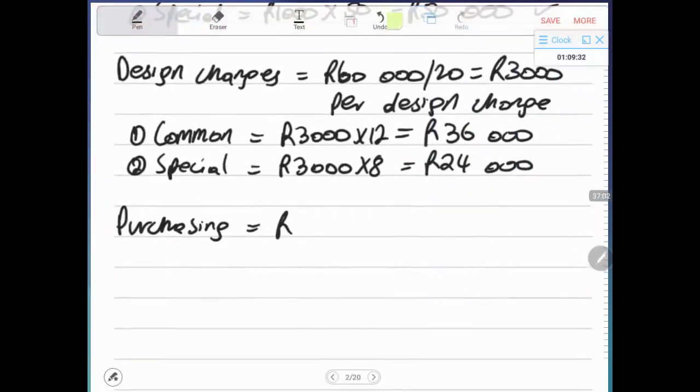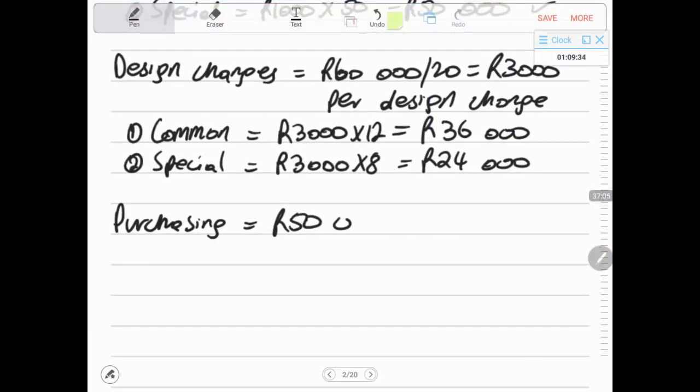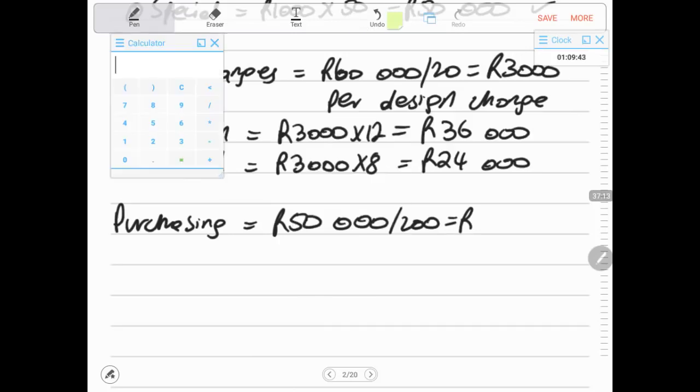So we have 50,000 that we divide by 200. By doing that, it will give us the rate per purchase order. 50,000 divided by 200 gives us 250 per purchase order.